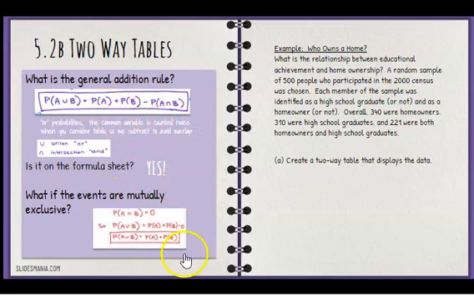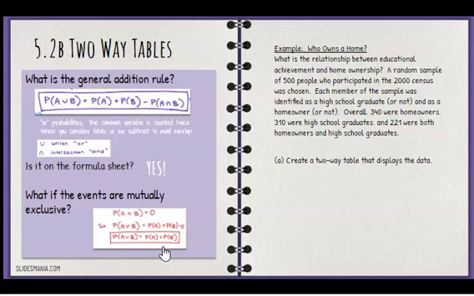Well, what happens if the events are mutually exclusive? Well, it's the same thing. You use the same formula, but the probability back here where A and B happen is really a 0. And so that little piece of the equation drops off, which is what we talked about previously in another video. The probability of A or B for mutually exclusive events is just the probability of A plus the probability of B.